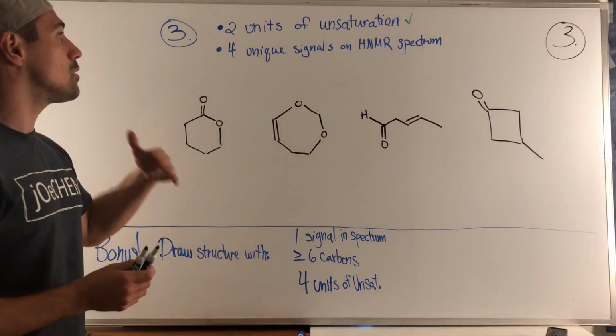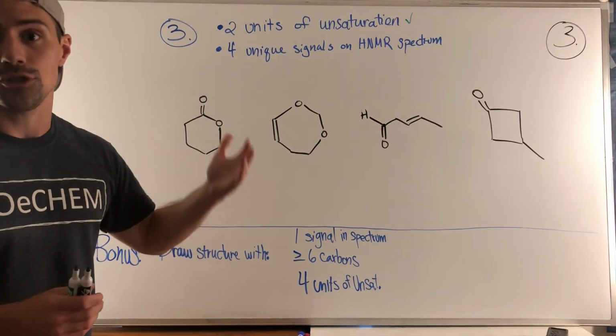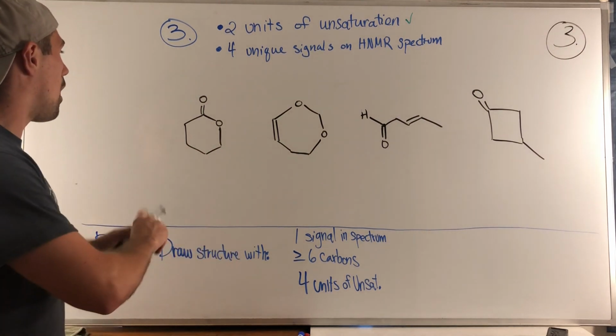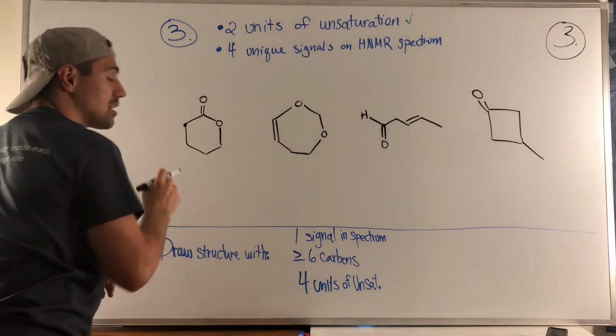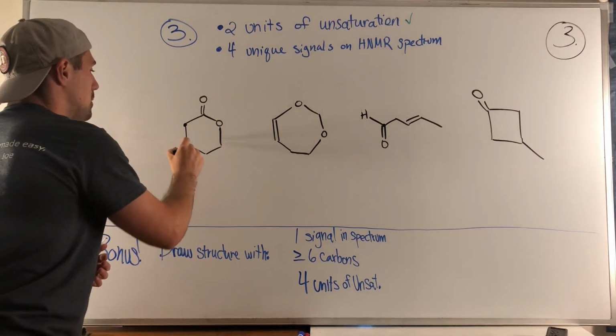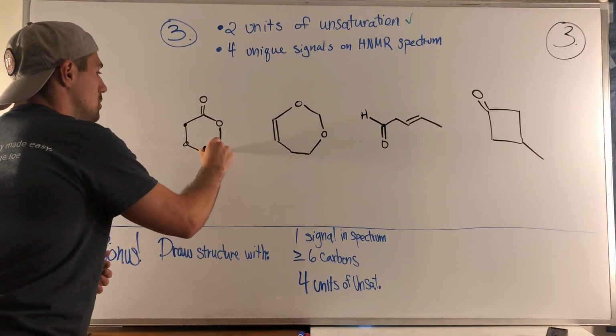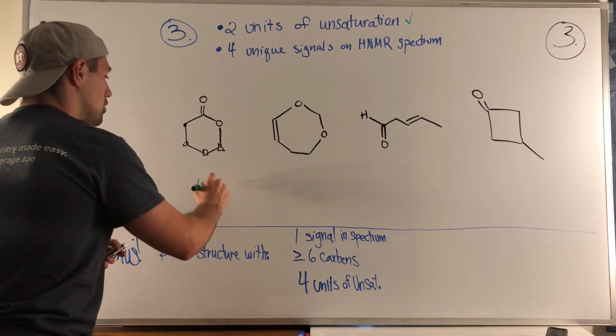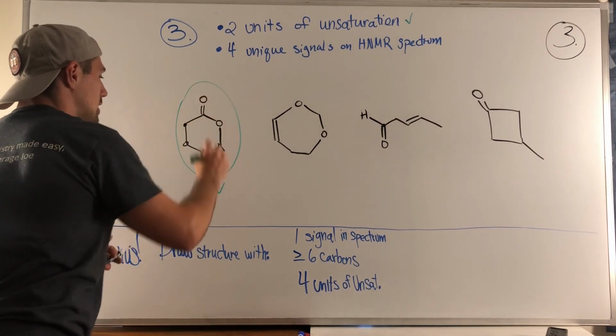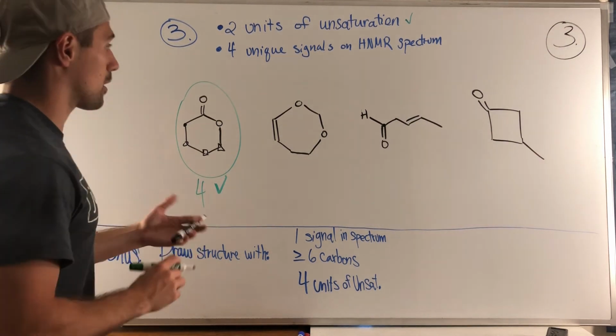So let's see what kind of signal count we get from each structure. On this structure right here, this is a unique position. There are no hydrogens here, that's why I skipped it. This is a unique position, unique position, unique position. So we have a match here. This is good to go. This fits our criteria. So let's keep going.